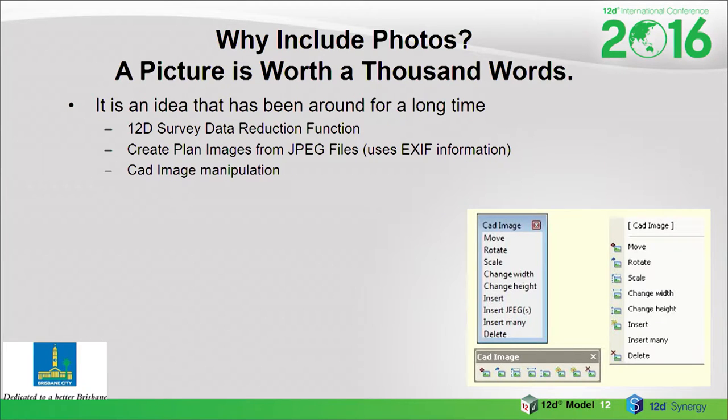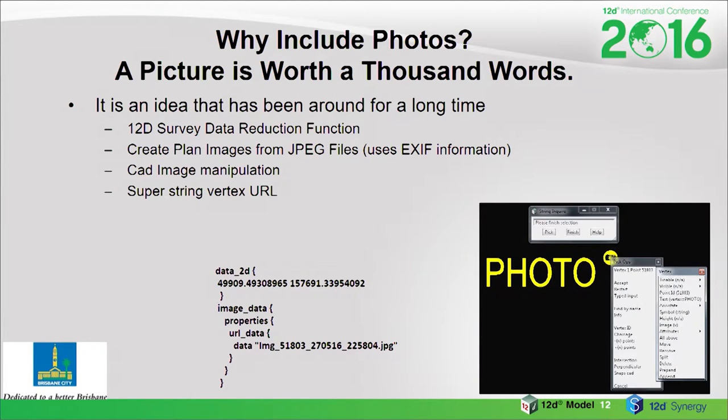There's a whole lot of CAD image manipulation stuff floating around in 12D. I don't know how many people have used that. You can even include URLs in your vertices on your superstrings. I don't know how many people know that. It's a little bit difficult to get to, but it is a URL you can actually attach there.